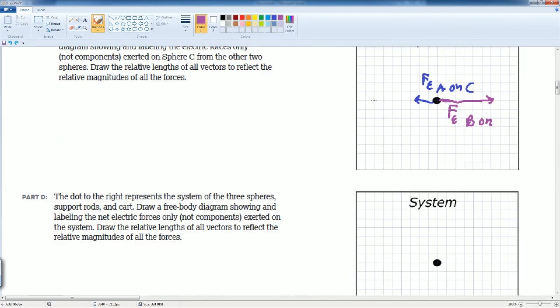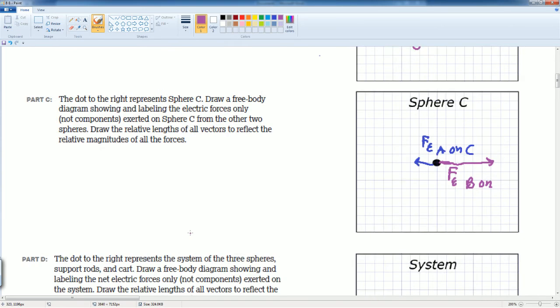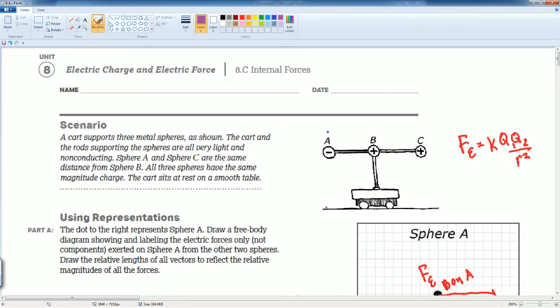Okay, now let's look. The dot here, the right, represents the system of the sphere. Draw a free body diagram showing and labeling the electric field exerting on the system. Draw the relative length of all the magnitudes. All right, so here we are going to treat the system as the entire 3 spheres. So this is the system of all 3 spheres.